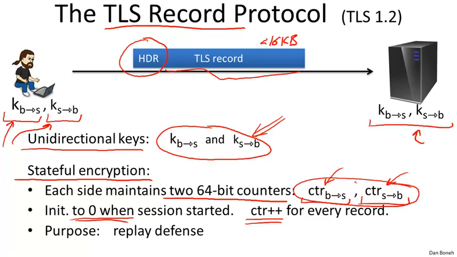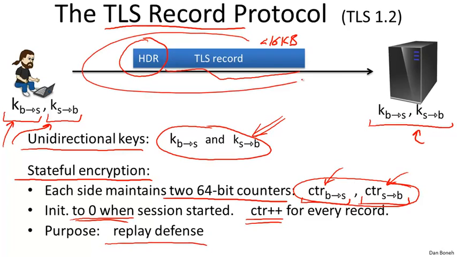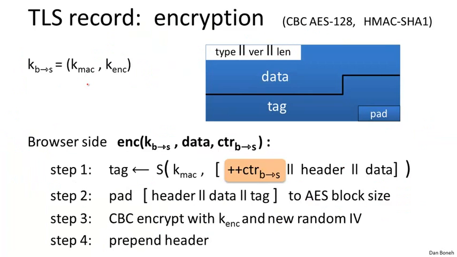Now the purpose of these counters, as we'll see in just a minute, is to prevent replay attacks, so that an attacker can't simply record a record and then replay it at a later time, because by then the counters would have been incremented. Okay, so let's look at the details of how the record protocol works.